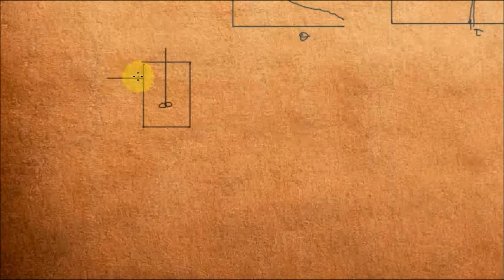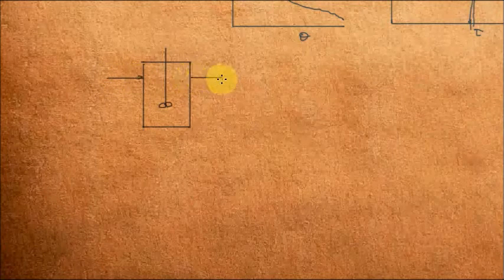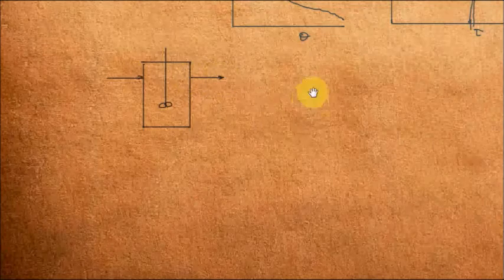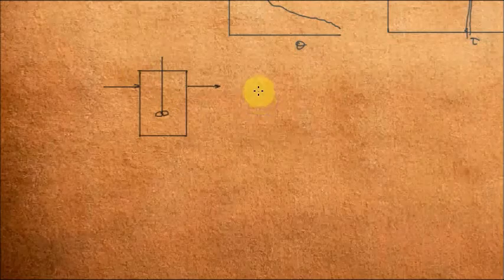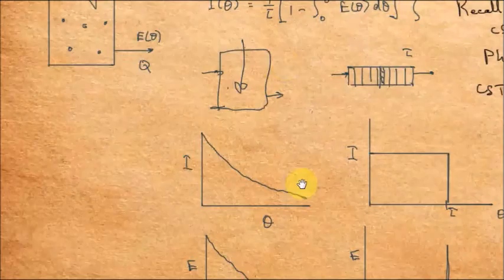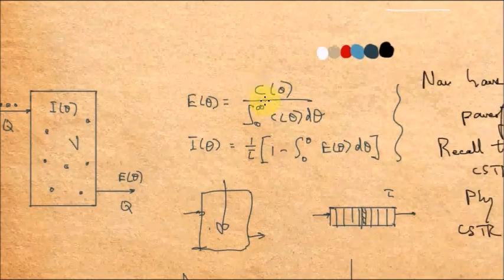Add a little stirrer. And here's our stream in and stream out. And what we're going to do now is write a balance on this reactor. And see, we know that this refers to the concentration of tracer. So we were taking the concentration of tracer curve and dividing by its area. So we will now try to predict this concentration.